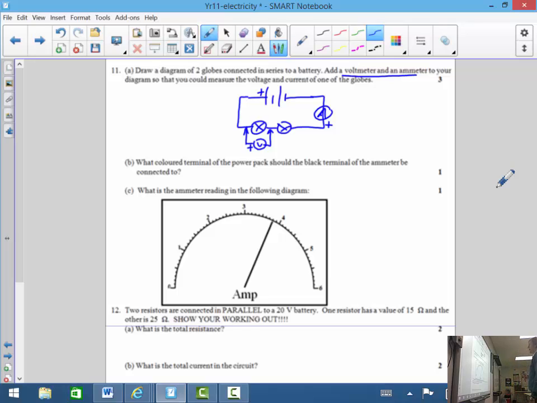What coloured terminal of the power pack should the black terminal of the ammeter go to? Well, it should go to the black one. It should go negative to negative and positive to positive. What's the ammeter reading on this one here? So you're trying to read between 3 and 4. If you count the dashes there are 10 dashes. So we are 2 dashes back, so we want to go 0.1, 0.2 back. So that's 3.8.